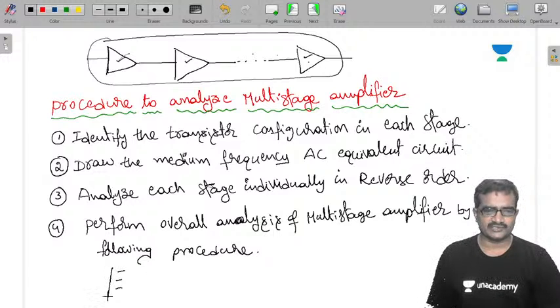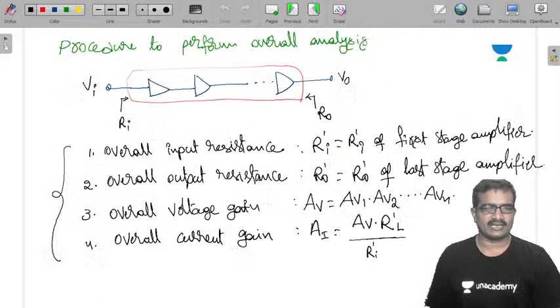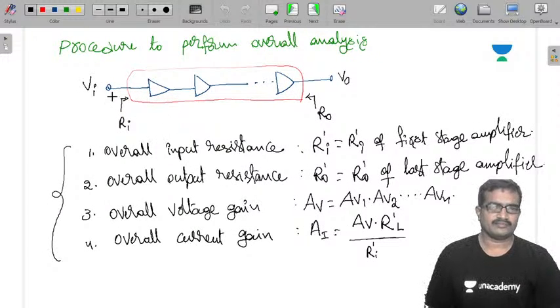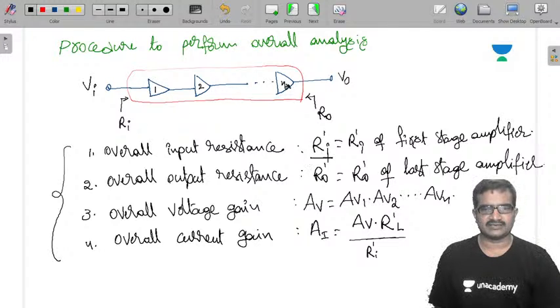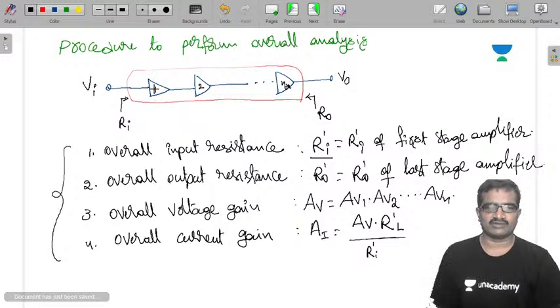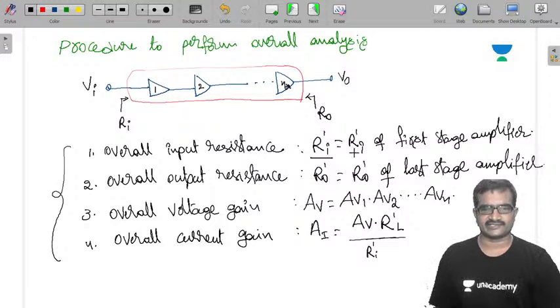So this is the procedure to do the overall analysis. So these are the multi-stages: first stage, second stage, nth stage. In that case, overall input impedance is Ri dash, which is the Ri dash of the first stage amplifier. What is the input impedance of this first stage? That is the overall input resistance.